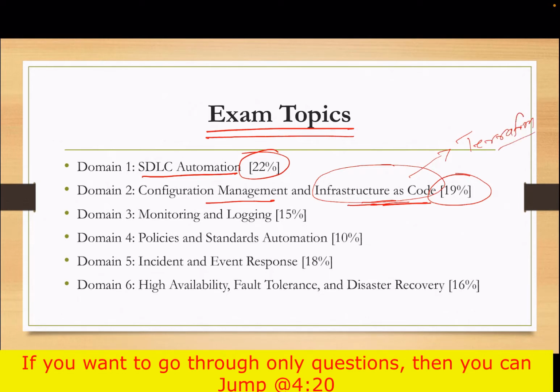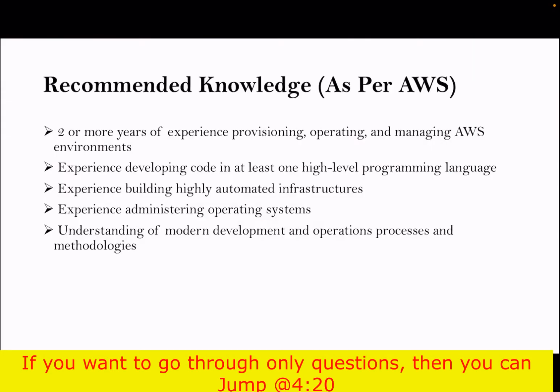Then we have the third domain that covers monitoring and logging. The fourth domain covers policies and standards automation. In the fifth domain, we have incident and event response: what kind of incident or event can happen in our AWS solution. In the last, we have high availability, fault tolerance, and disaster recovery kinds of solutions. We need to design and prepare those. That covers 16%.